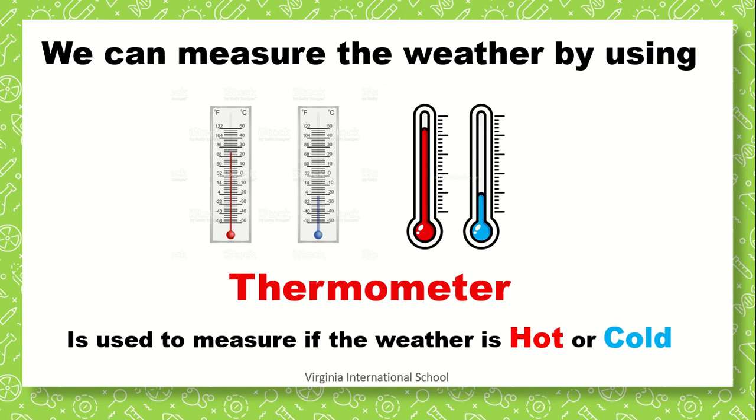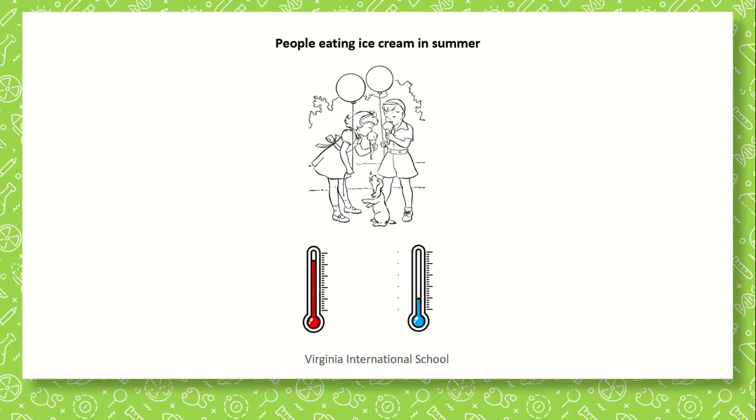The weather is cold when it reaches a low point. When it's low in the blue zone, it's cold. It's really cold. So this is how we measure hot and cold temperature. When it's high and in the red zone, it means it's hot weather. When it's cold, it's in the blue zone and it's really low. This is called a thermometer.